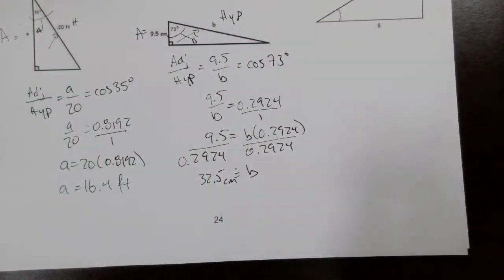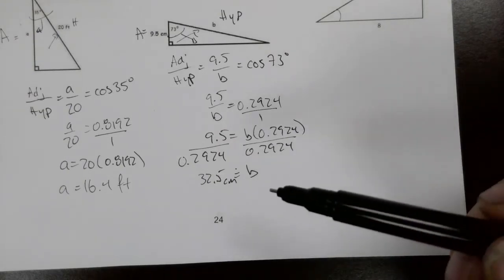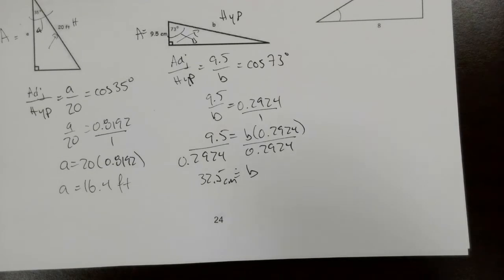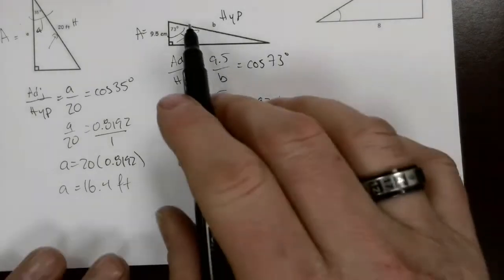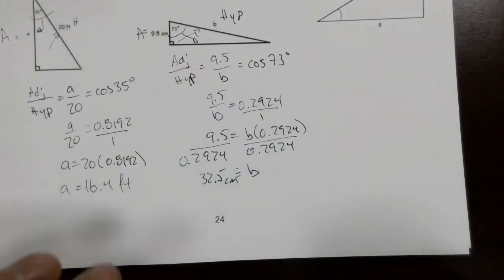Okay, so there you go. That's how we're going to find that missing side here. And I do take some encouragement from the fact that that side is longer than the leg there, because it's the hypotenuse. It should be substantially longer.